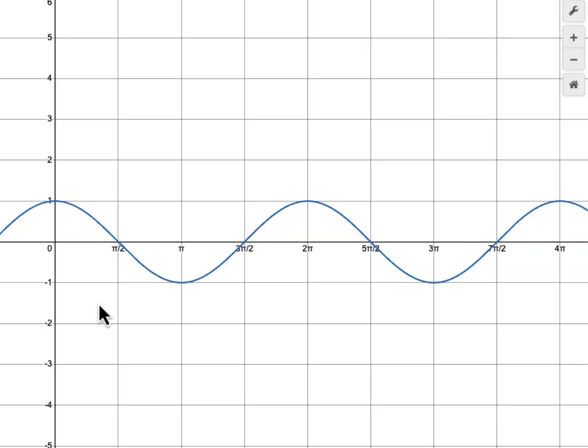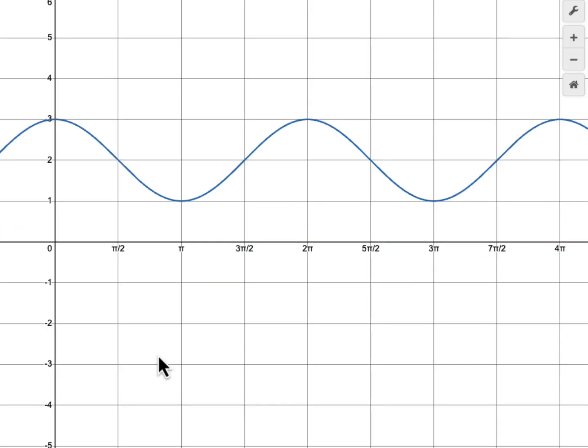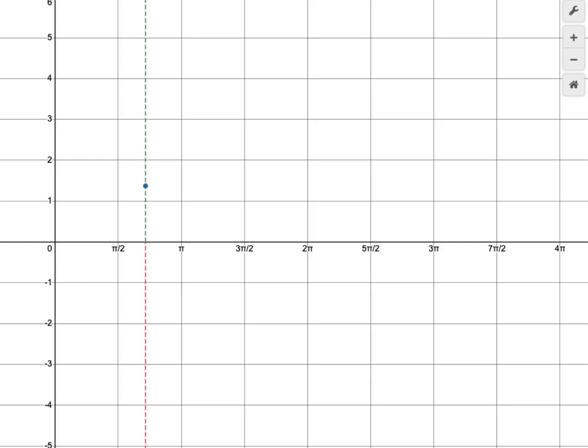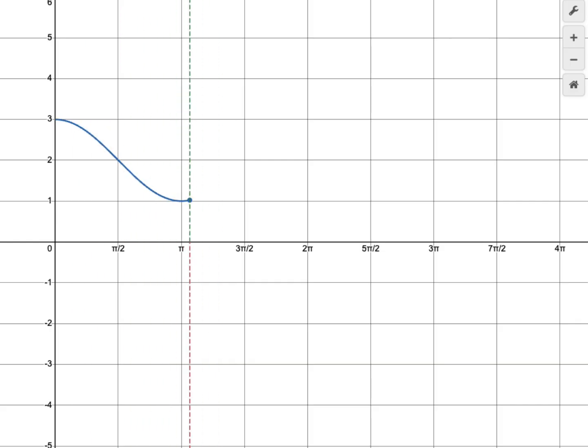So here we have a graph of cosine of x, which we're going to shift up 2 units. And we have our rectangular equation, y equals 2 plus cosine of x. Let me hide this for a moment. Now, as x varies, we get different outputs, indicated by that blue point. In this case, all of our outputs are positive, because the vertical shift moved the wave entirely above the x-axis. And then the curve is simply the path that this point takes as x varies.